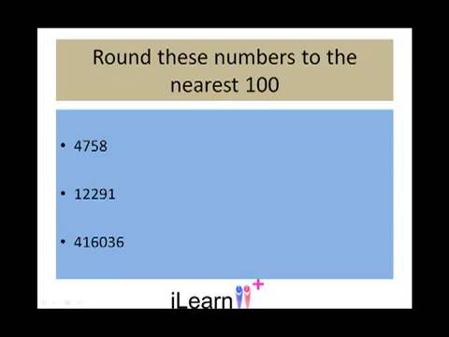The hundreds column is the 7. Have a look at the column to the right. That's the 5 in the tens column. That's the number that will tell you whether you need to round up or round down. Will you round up to 4,800, or will you round down to 4,700?